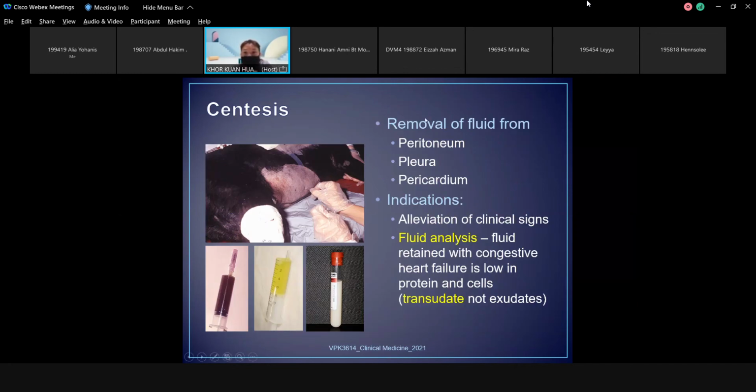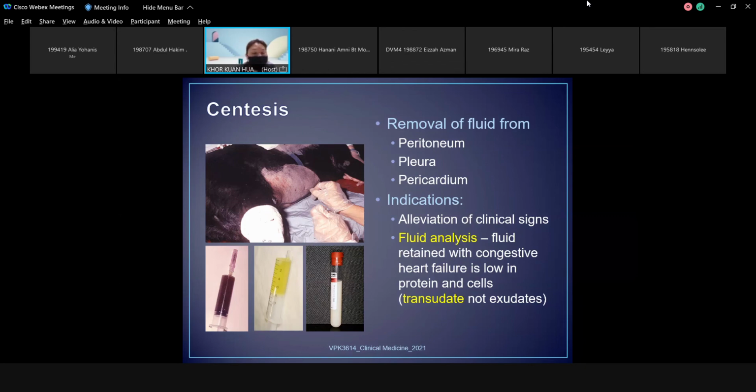Centesis, removal of fluids from the peritoneum, pleura or pericardium. Okay, the outline or the membrane around the heart. We need to do this because we need to alleviate the clinical signs. Often in these kinds of cases, the animal will be having difficulty breathing. Okay, their belly is so big. They look like a dog initially. When they have ascites, they look like a pregnant goat. Okay, this is always how I picture them.